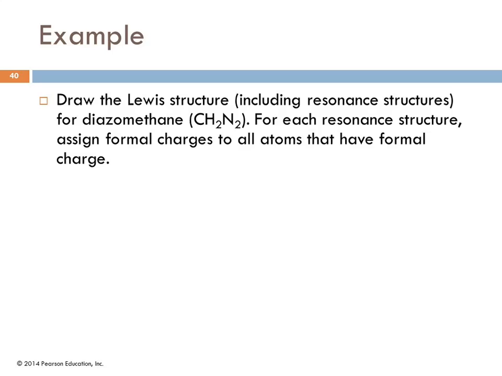Let's do another one. Draw the Lewis structure, including resonance structures, for diazomethane, CH2N2. For each resonance structure, assign formal charges to all atoms that have formal charge. Okay, so we're just going to see what we can come up with. So we've got a carbon and 2 nitrogens and 2 hydrogens. The hydrogens have to be on the outside. They have 1 electron. They can only make 1 bond.